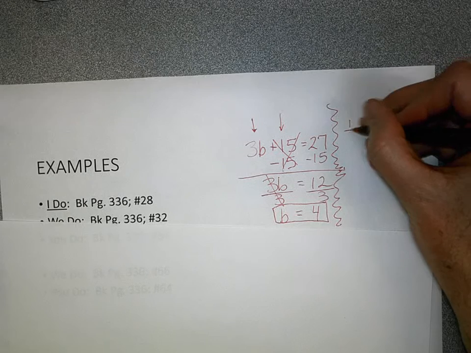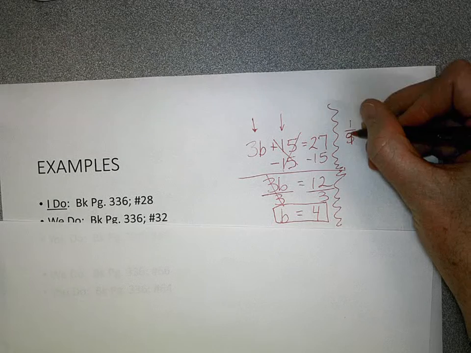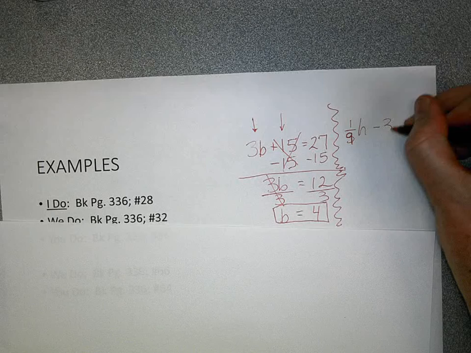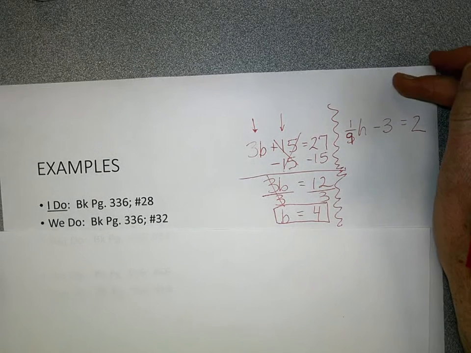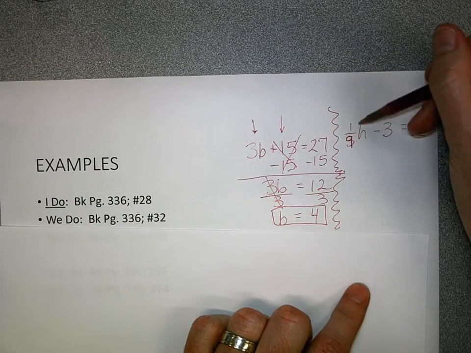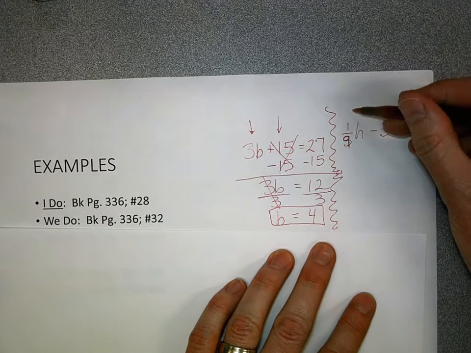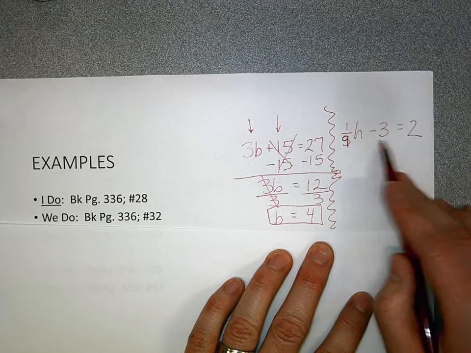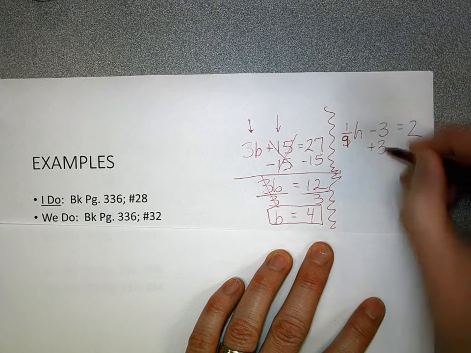All right, a little more advanced Math 7 problem. So we have 1/9 h minus 3 equals 2. Same idea. I'm going to find my variable term. I know that the coefficient's a 1/9, a fraction. But what I'm concerned about first is my additive inverse, my subtraction of 3 with the h. I'm going to do the opposite. I'm going to add 3.